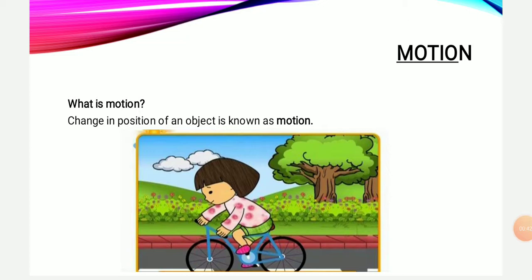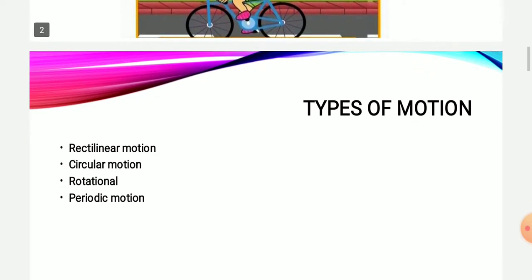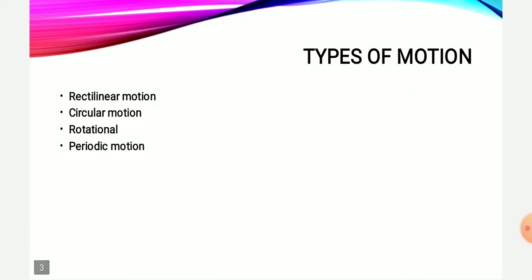For example, if I am pushing a table from one place to another, the position of that table is changing. So we can say that the table, which was initially stationary, is now showing motion. Then we learnt the different types of motion. First one, rectilinear motion, after that circular motion, rotational motion and periodic motion.